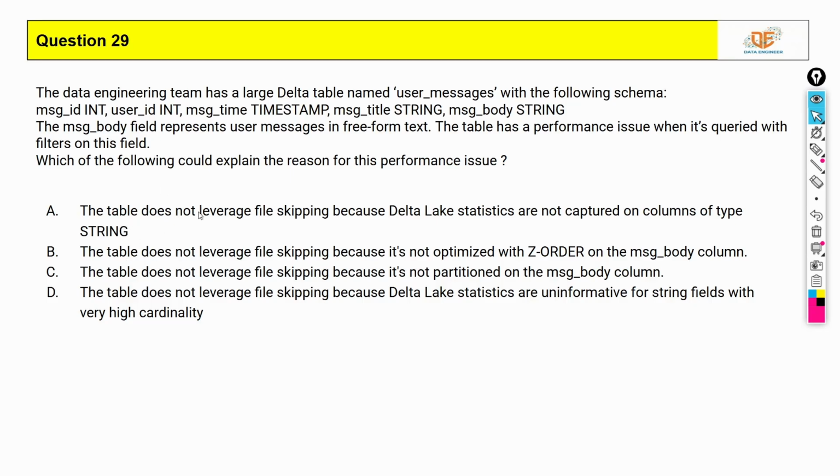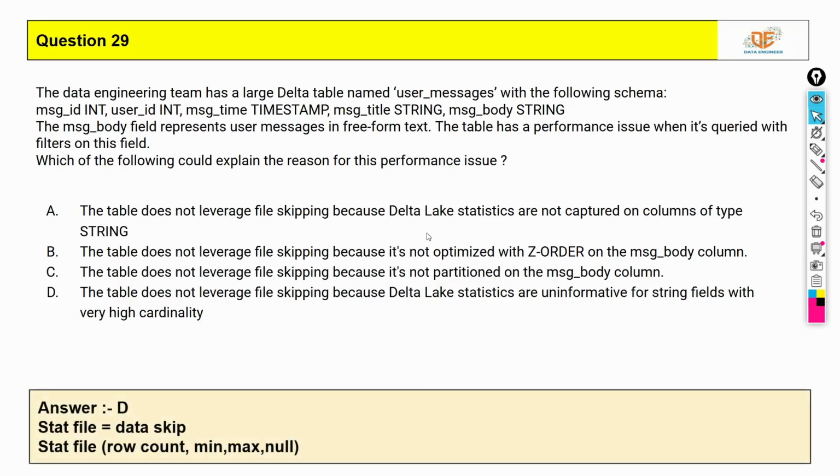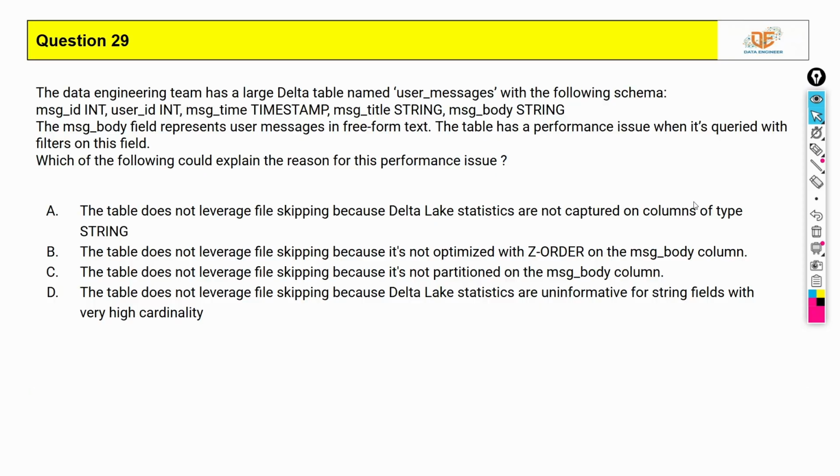Okay, let's see. The table is not leveraging file skipping because Delta Lake statistics are not captured on columns of type string. The Delta table does not leverage file skipping because it is not optimized with Z-order on message body. See, here is the scenario. They are using a string column. And file skipping, if they are saying file skipping, it means they are considering the statistics files. And what will the statistics file capture? It will capture the total rows, min, max, and null counts.